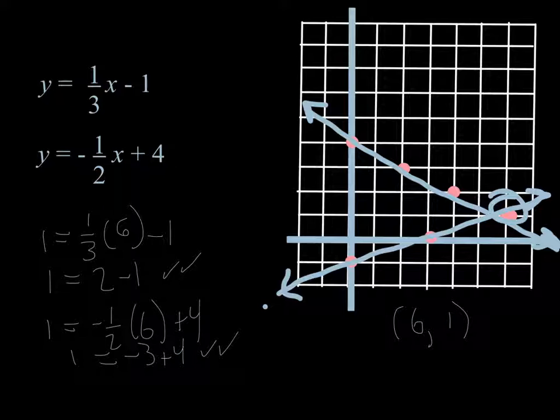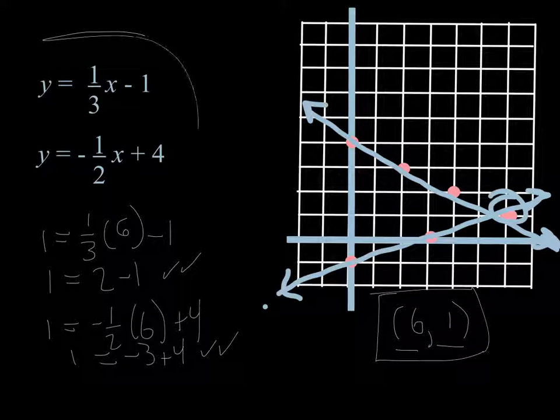So again, the actual final solution to the system of equations is this coordinate. That's the one set of x, y values that will make both of these equations true. And that's what makes this a solution to that system.